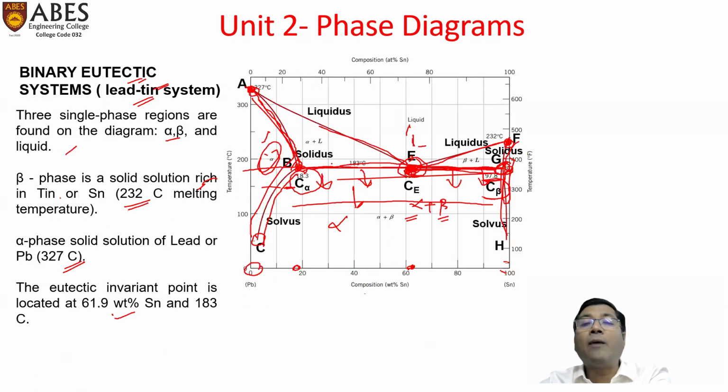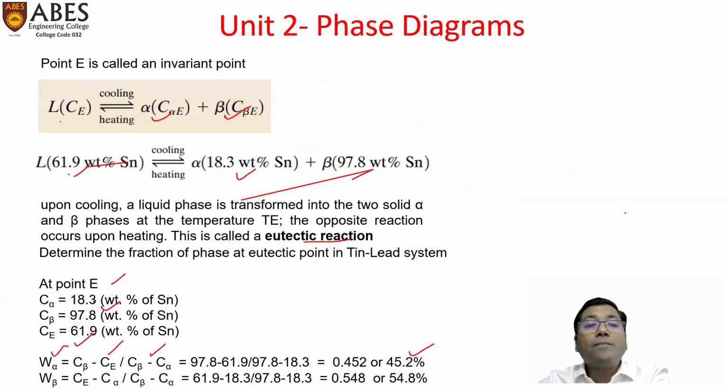And for the beta phase, how can we calculate? Opposite arm. Opposite arm is this BE. So BE upon BG, that we can write as Ce minus C alpha upon C beta minus C alpha. This will be equal to W beta. So W beta is the same thing that we have written there.